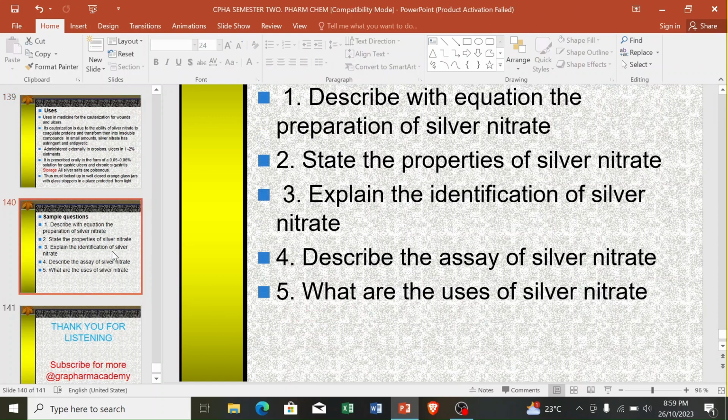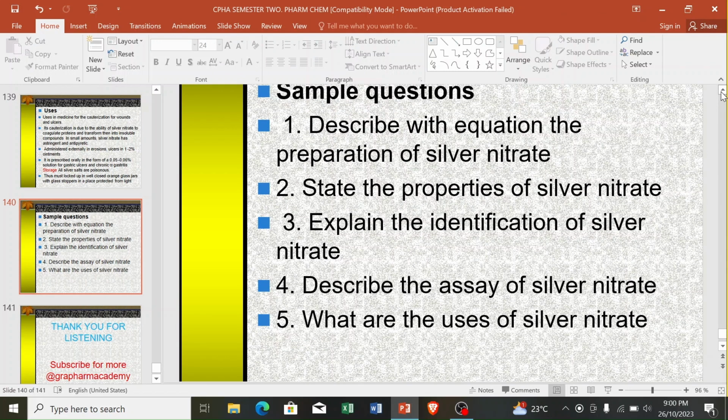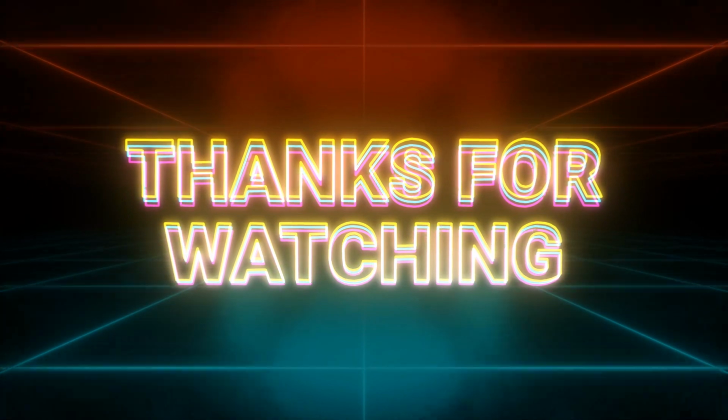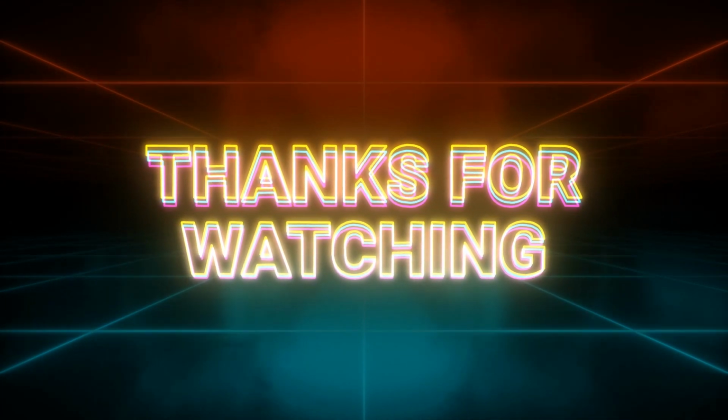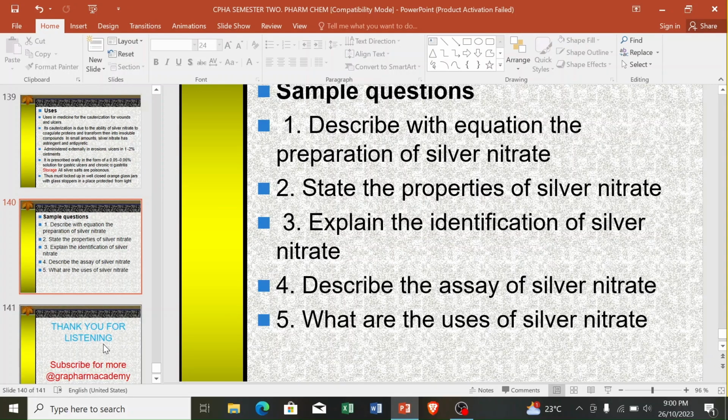Okay, so you have questions to answer here. If you have been attentive, I believe we can answer this. Describe with equation the preparation of silver nitrate, and then state properties of silver nitrate. Explain identification test of silver nitrate. Describe assay of silver nitrate. And then what are the uses of silver nitrate? I give you some 5 minutes to answer that. And in case of any questions, please ask.